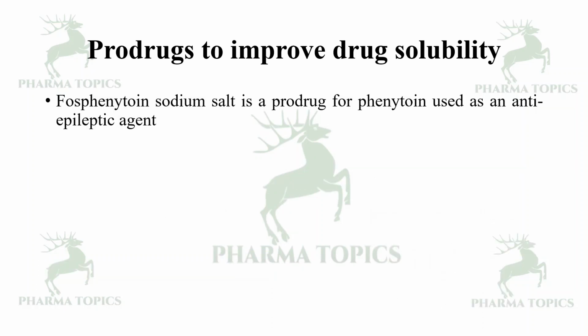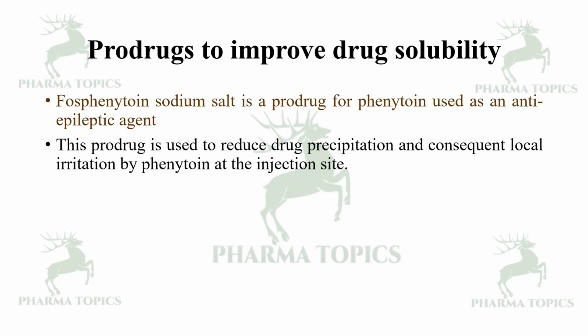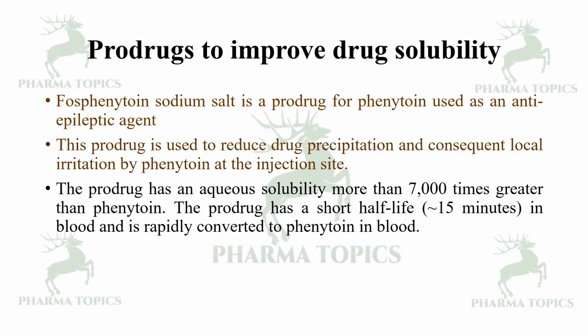Next is fosphenytoin, which is a very classical example to improve drug solubility. It is a sodium salt, a prodrug of phenytoin, which is used as an anti-epileptic agent. This prodrug is used to reduce drug precipitation and consequent local irritation by phenytoin at the injection site. The prodrug has an aqueous solubility more than 7,000 times greater than phenytoin. It has a shorter half-life, approximately 15 minutes in blood, and is rapidly converted to phenytoin in the blood.